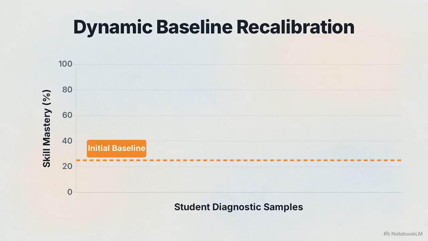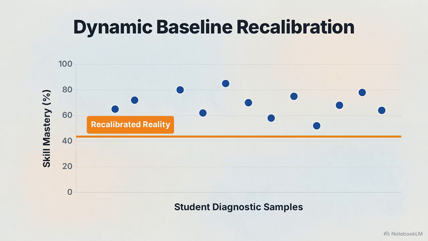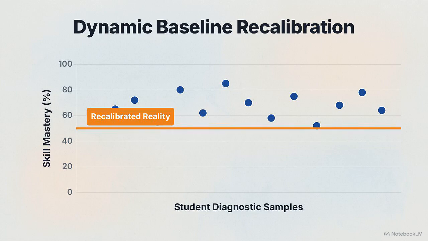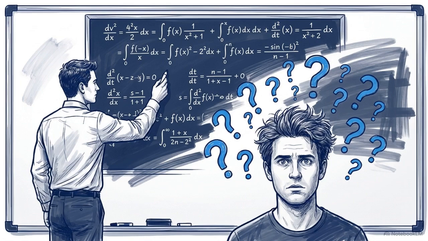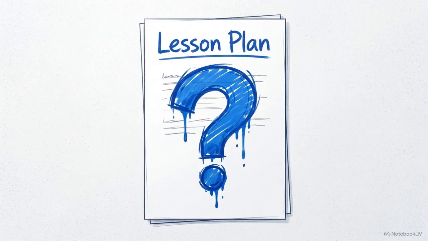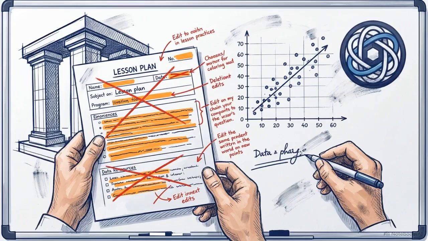This chart illustrates the result. Incoming diagnostic data dynamically recalibrates the teacher's starting point for the unit, adjusting the instructional baseline to match the reality of the room. Practically, this prevents educators from wasting valuable class time reviewing skills the students have already mastered, or conversely, talking over the heads of students who lack the foundational prerequisites. A written learning plan is merely a hypothesis. It must be calibrated by the reality of the student's actual cognitive starting line.